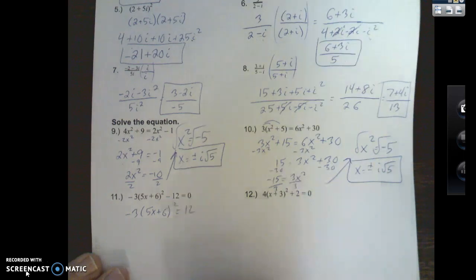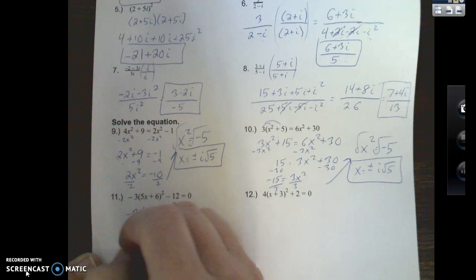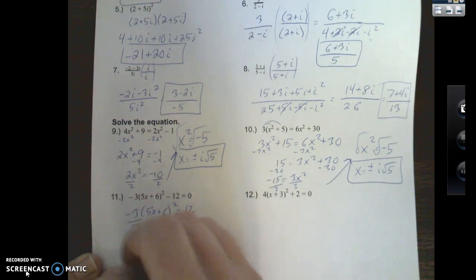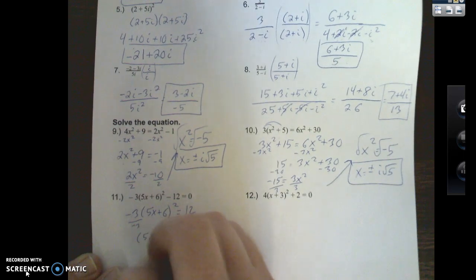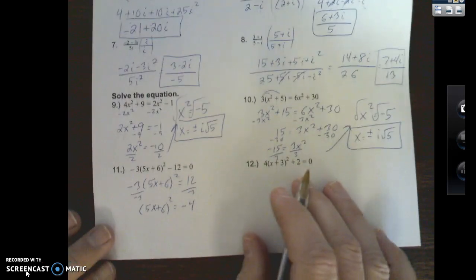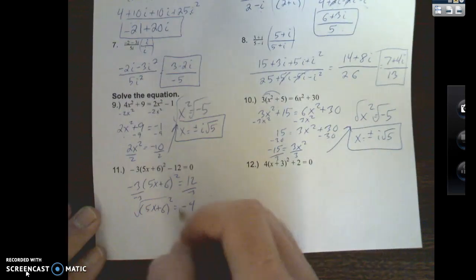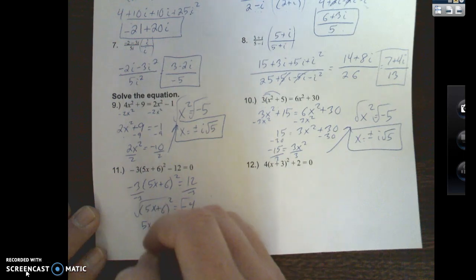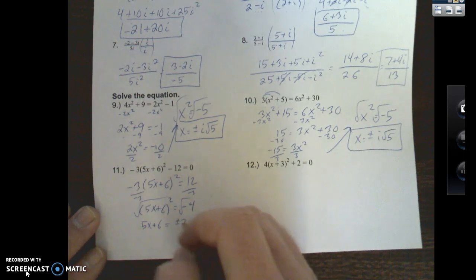So I can go ahead and add that 12 over. Now I can divide by negative 3. The quantity 5x plus 6 squared equals negative 4. Hooray! Now I can solve this. Now I square root left and right. 5x plus 6 equals plus or minus 2i.